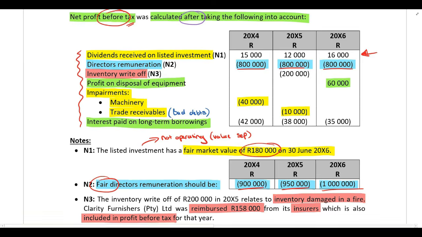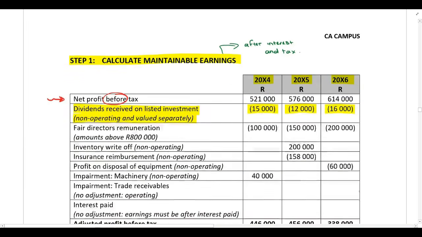In 20x4, we are going to have to expense an extra 100,000 Rand. In 20x5, we will have to expense an extra 150,000 Rand. And in 20x6, we need to expense an extra 200,000 Rand. And the cost will then be market related. So a fair director's remuneration, any amount above 800,000 Rand needs to be adjusted for.